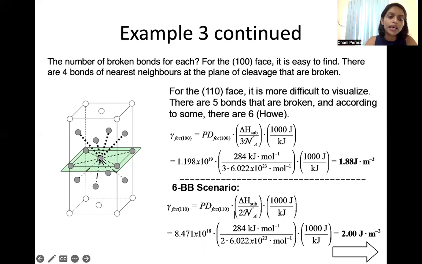So this is 1, 2, 3, 4 bonds. If you cleave it from here, now the coordination number you can easily calculate. The coordination number for the center atom is 1, 2, 3, 4, 5, 6, 7, 8, 9, 10, 11, 12. So the coordination number is 12.